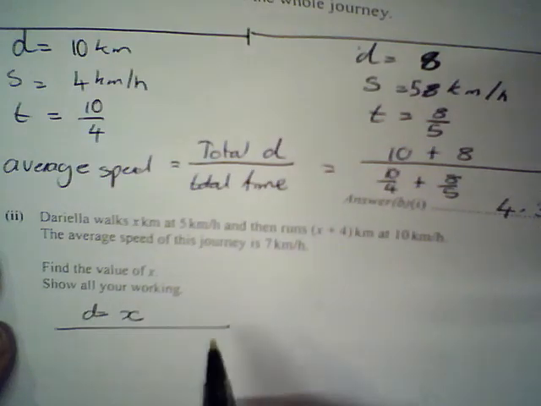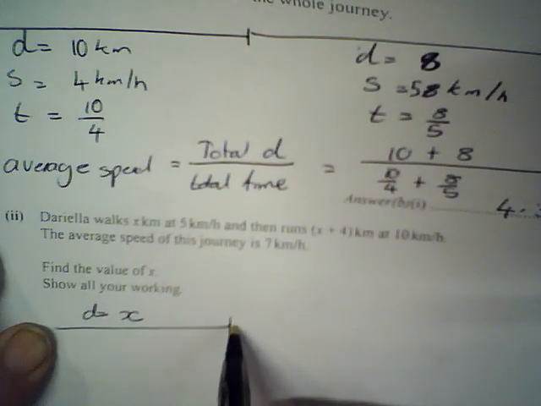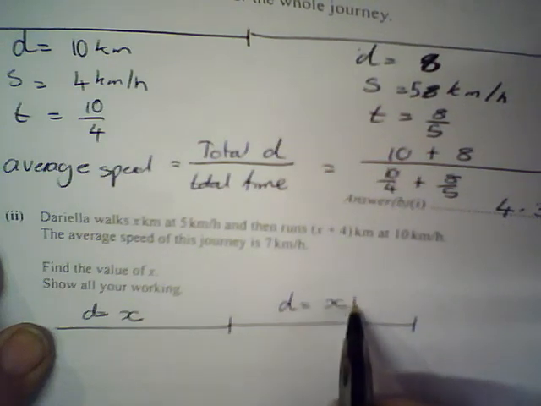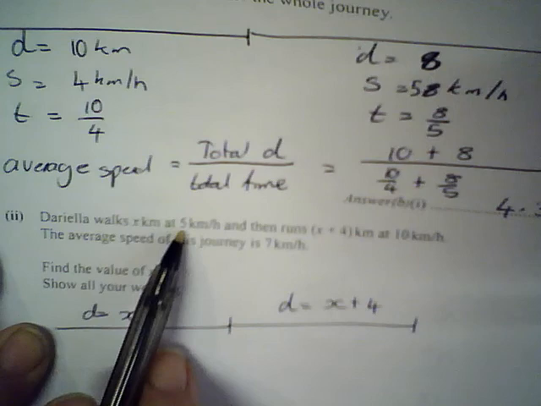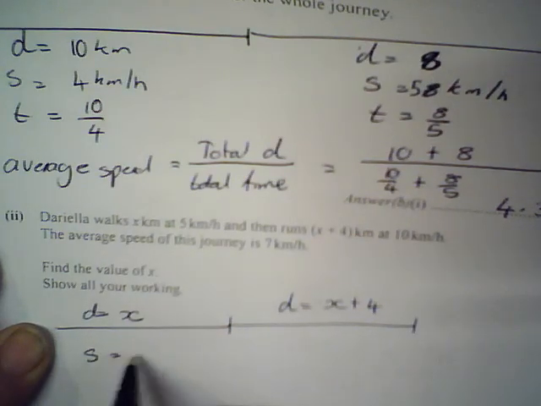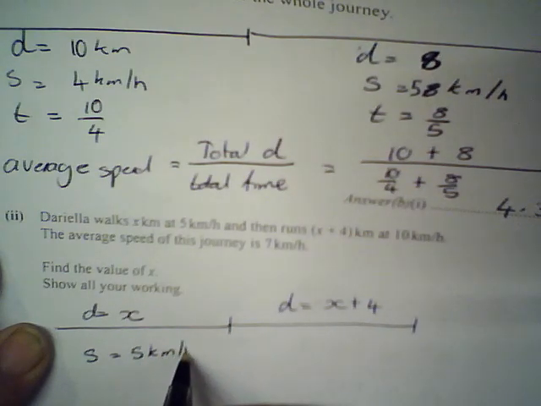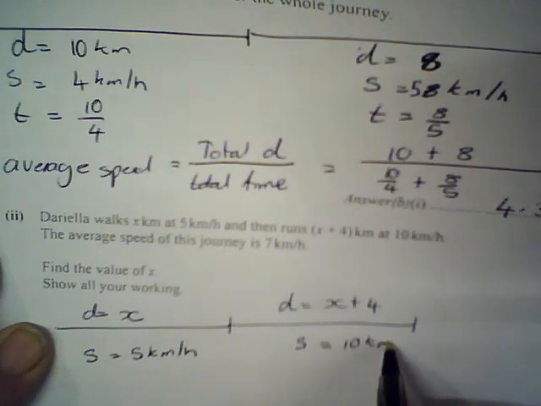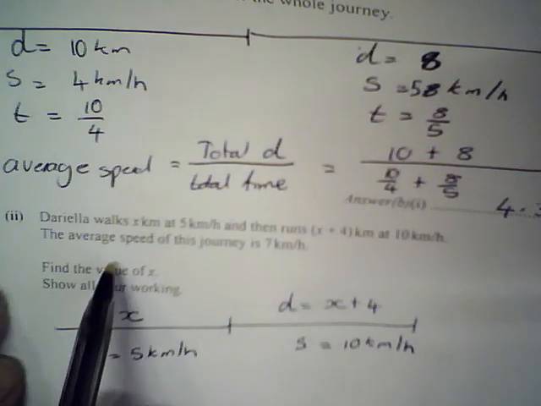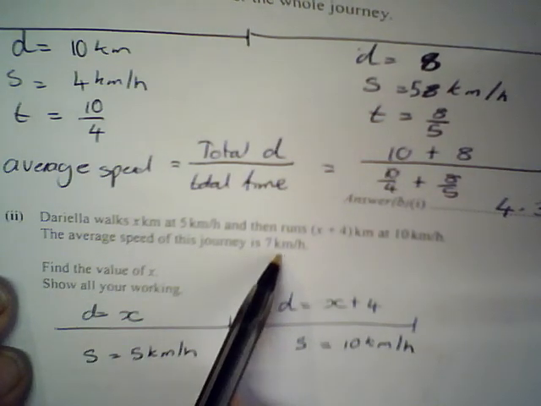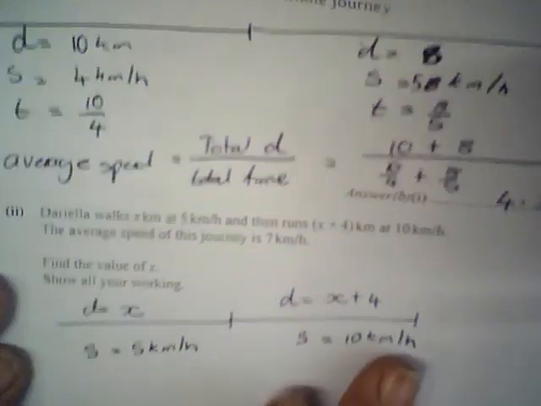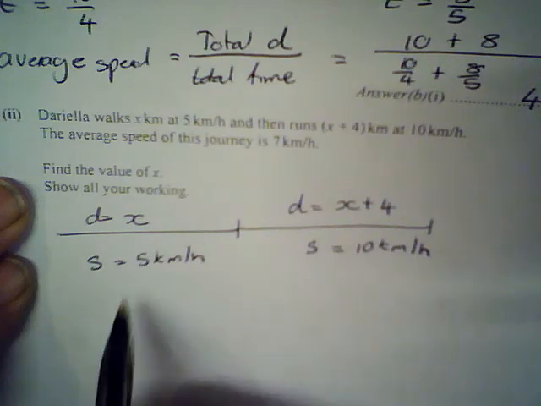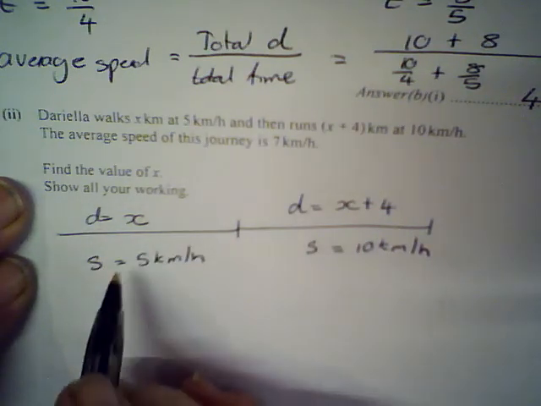So the next question: Dariella walks X kilometers. So distance is X, and then she runs X plus 4, so the distance there is X plus 4. She walks at 5, so her speed equals 5 kilometers per hour, and there her speed is 10 kilometers per hour. She says her average speed for this journey is 7 kilometers per hour. So let's work it out and find the value of X.